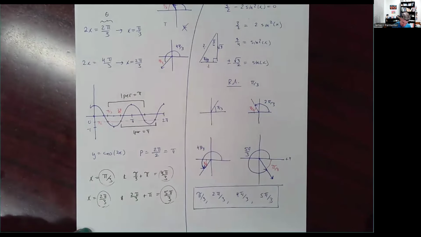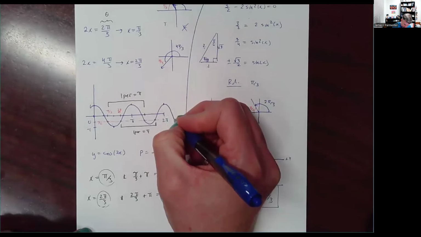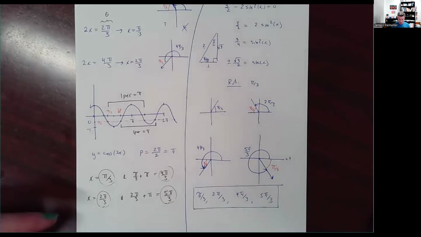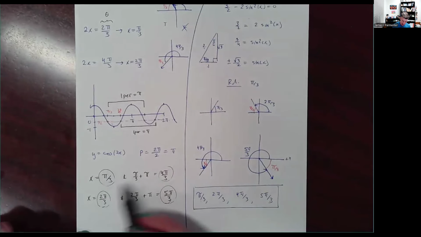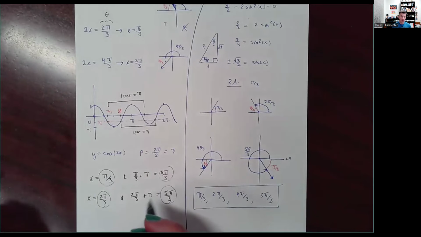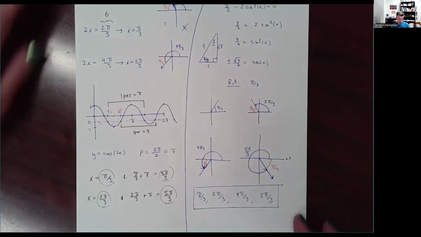So if you continue this on here, the next answer down here would be past 2 pi. If you kept adding on, like if you added on another pi here, you would get 7 pi over 3, which is too big. So it's good to think about how many answers there are going to be.